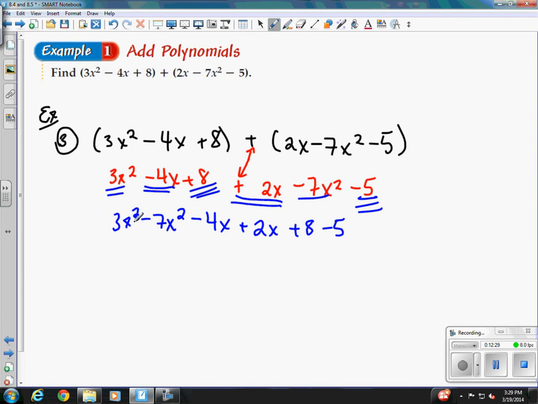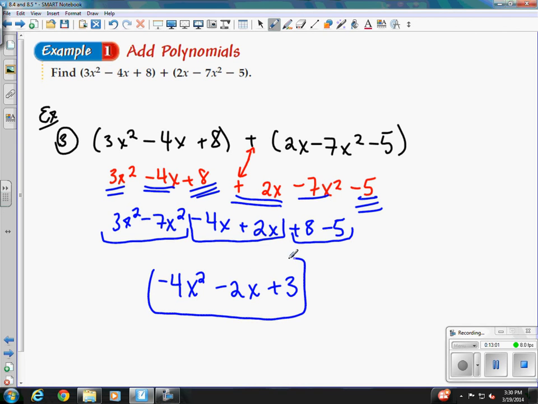So 3x squared minus 7x squared gives us a negative 4x squared. Remember, we do not change the variable's exponents. It stays the same. So 3x squared minus 7x squared is negative 4x squared. Now, always use that sign in front, so that's a negative 4x plus 2x. So that gives us a negative 2x. And then just the numbers. Positive 8 minus 5 is a positive 3. And then we check for any more like terms. This one's x squared, this one's just an x, so they're different. That's as far as I can go.